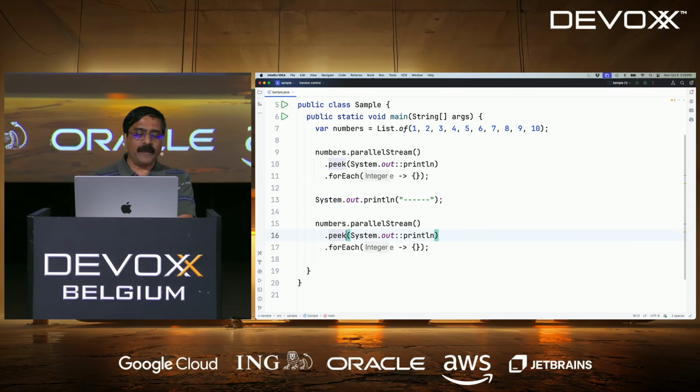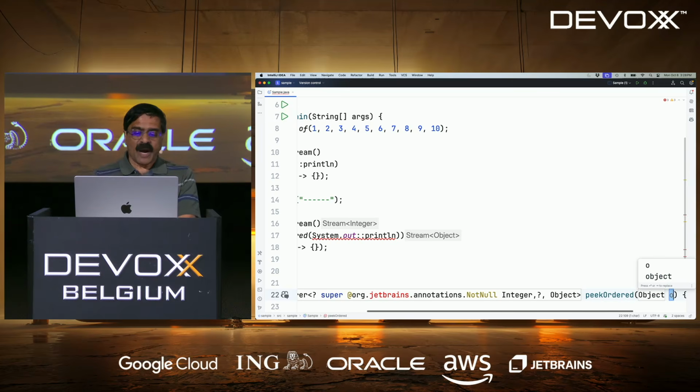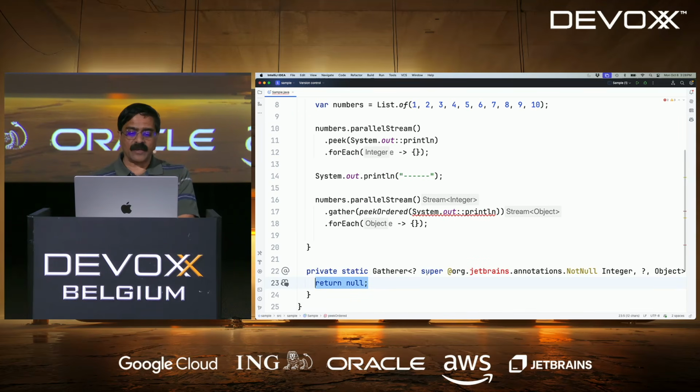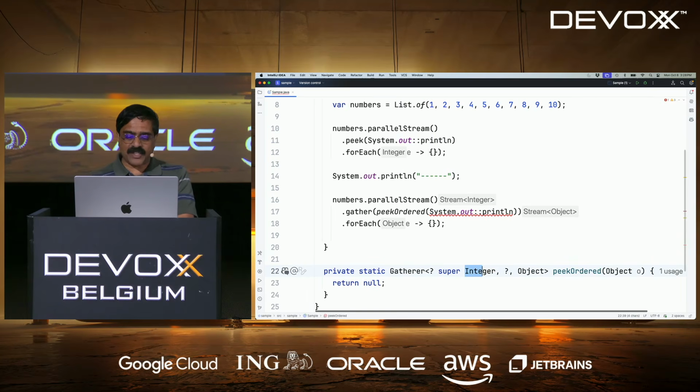So in this case, peekOrdered, well, I don't think there's a peekOrdered function, but we can create our own peekOrdered. So you say gather, and then you can just pass to it the peekOrdered. So the peekOrdered is our custom operation we want to perform. So what does the peekOrdered look like? The peekOrdered says, I'm going to take a gatherer, and where the gatherer is going to take an integer. Again, you can make it a generic if you want to. Nothing stops you from doing it.